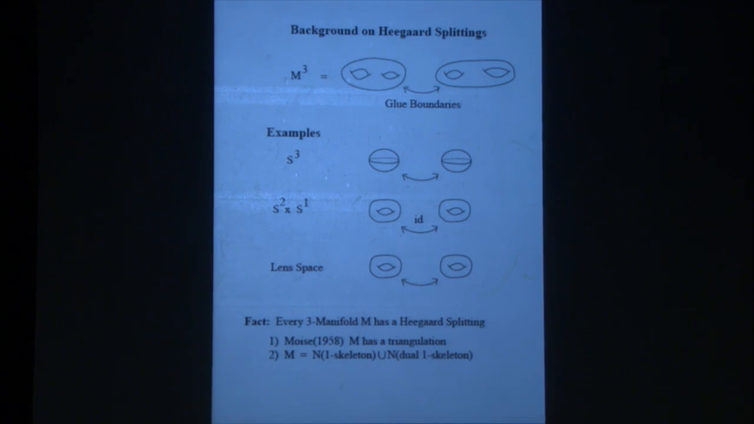And on the other hand, if you look at the dual one skeleton, a neighborhood of that is also a handle body. The manifold is built up from the neighborhood of the one skeleton and the neighborhood of the dual one skeleton. So automatically from a triangulation, you get a Heegaard splitting.